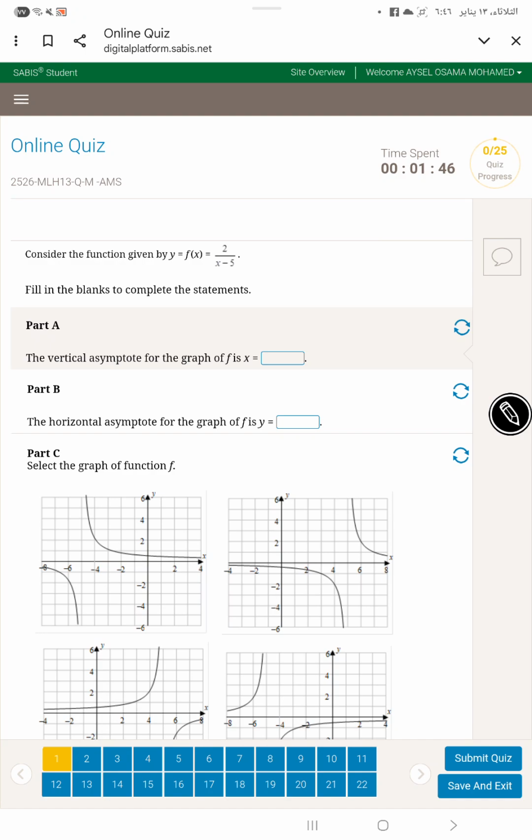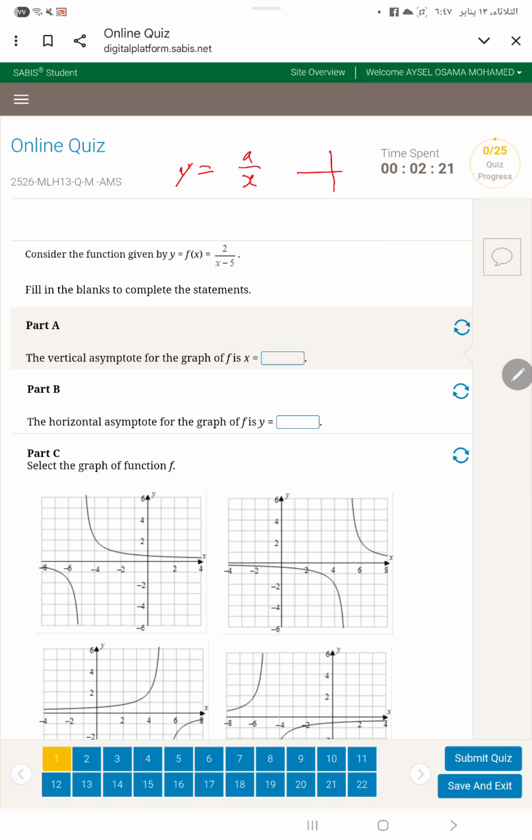First question, consider the function given by the equation y = f(x) = 2 over x minus 5. Fill in the blanks to complete the statements. The vertical asymptote for the graph of f is x equal what value? So first step, you need to know the parent function for this equation. The parent function is y = a over x.